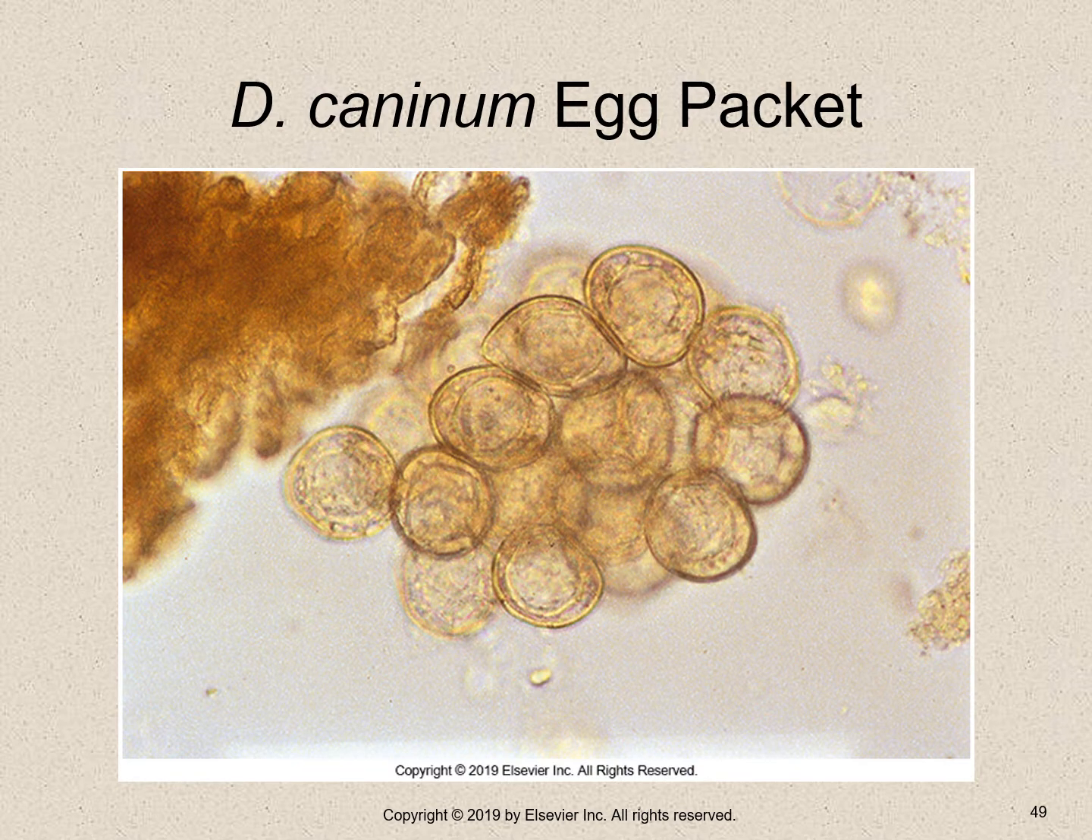This figure shows an example of the packet of eggs, with individual eggs possibly being mistaken for Taenia species, but the distinct packet helping identify it as D. caninum.